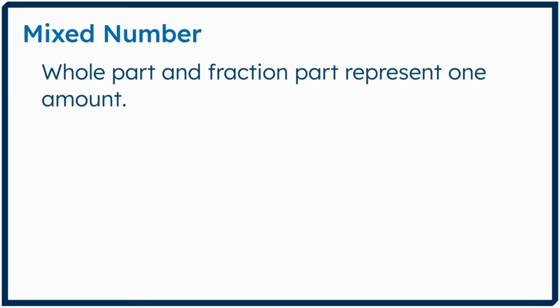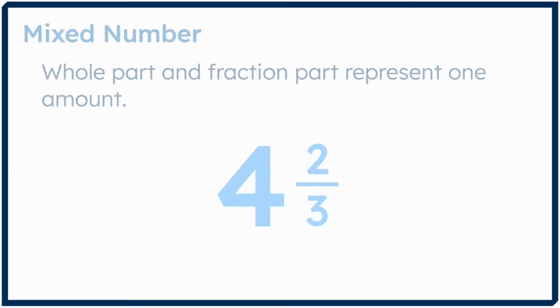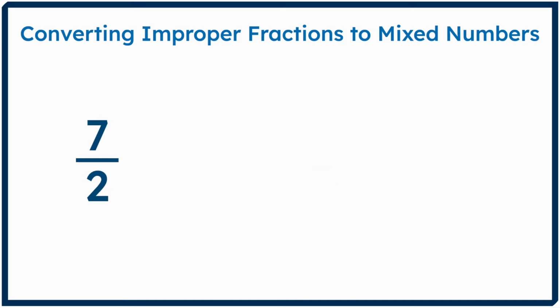A mixed number has a whole part and a fraction part, representing one amount, such as 4 2/3. Here, we have 4 wholes and 2/3 is our fraction. But what if we wanted to change the improper fraction 7/2 into a mixed number?